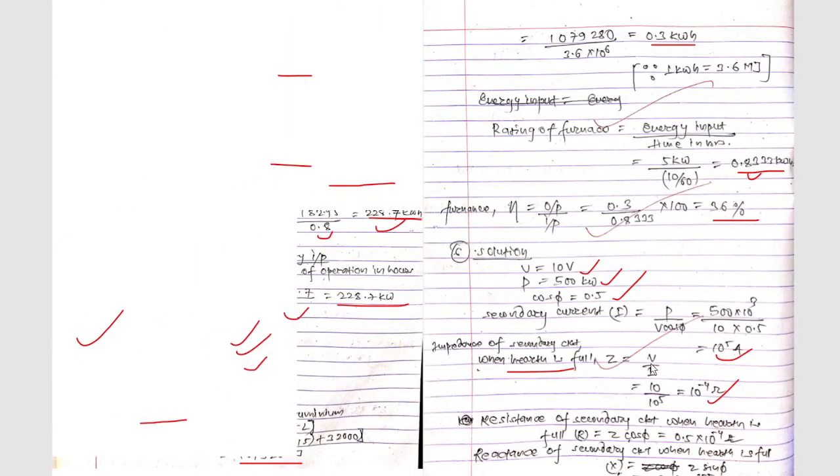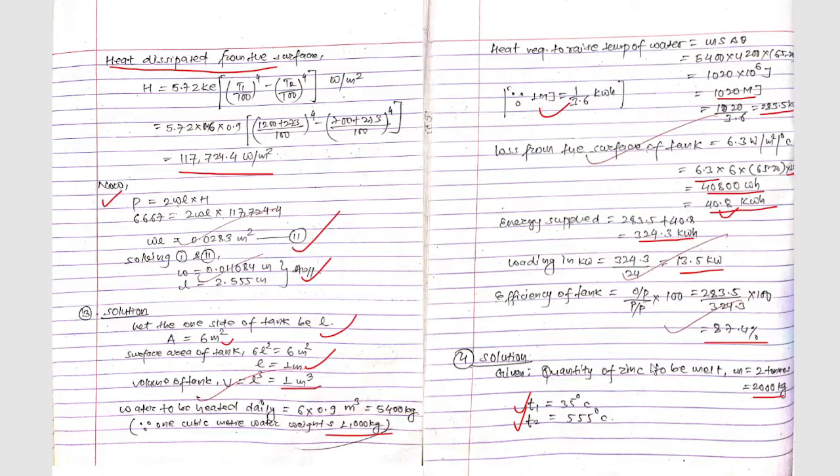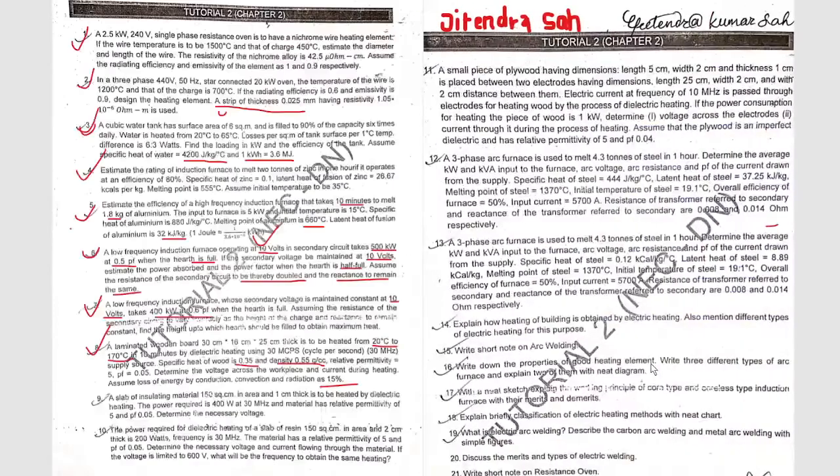Now, in question number 9, a slab of insulating material 150 square centimeter in area and 1 centimeter in thickness is to be heated by dielectric heating, and the power required is 400 watt at 30 megahertz. The material has relative permittivity of 5 and power factor is given as 0.05, and here you have to determine the necessary voltage.